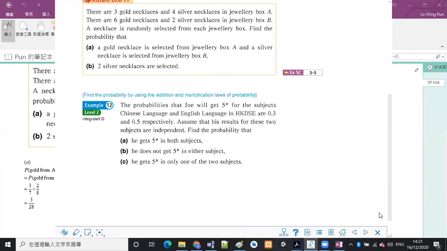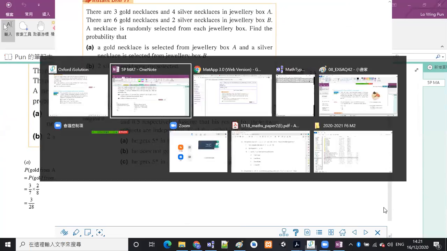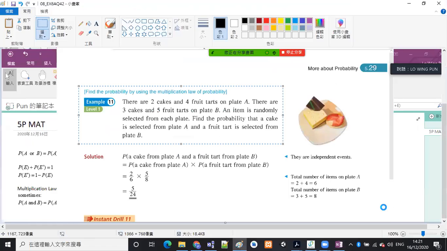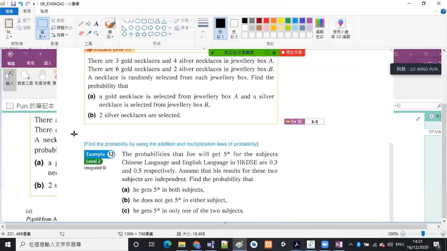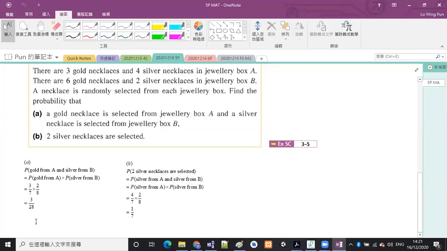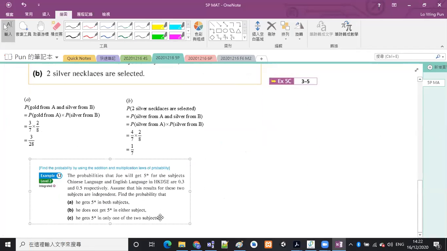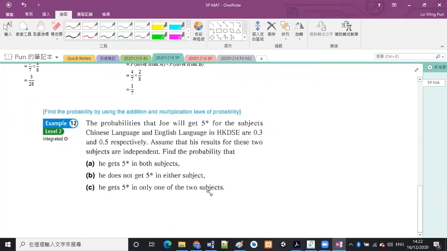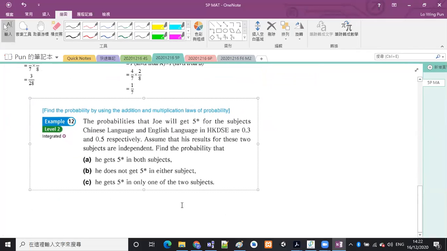Let's go back to the book. As I would like to talk about example 12. So example 12, the probabilities that Joe will get 5 stars for the subjects Chinese language and English language in DSE are 0.3 and 0.5 respectively. Assume that his results for these 2 subjects are independent.